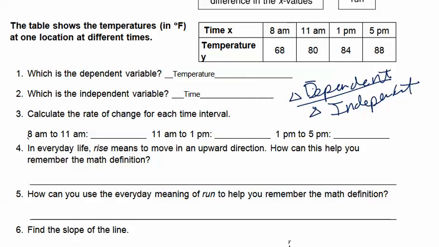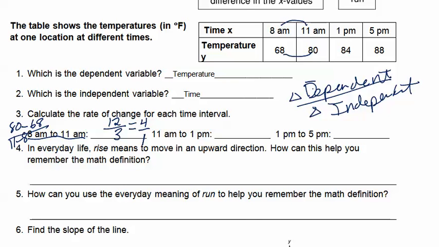So for 8 a.m. to 11 a.m., the temperature changed from 68 to 80. It increased by 12 degrees. And the time changed from 8 to 11 is 3 hours. So you can write it like, if you're not sure, 80 minus 68 over 11 minus 8. And that gives us 12 over 3. We can simplify 12 over 3 to 4 over 1. So the rate of change from 8 to 11 is 4 over 1.